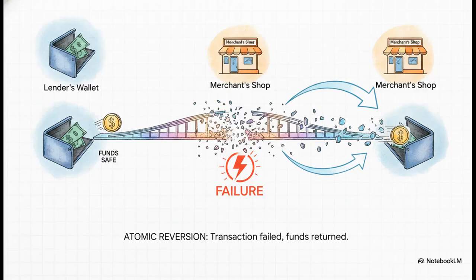Now, that might sound almost futuristic. So you're probably asking, what about the risk? Well, this is where the built-in safety net comes in. It's called atomic reversion. And what it means is that if any single part of that 12-second transaction fails for any reason at all, say the internet connection drops, the entire thing is instantly canceled. It just reverts back as if it never even happened. No money moves, no debt is created. It's designed to be a completely risk-free process for everyone involved.